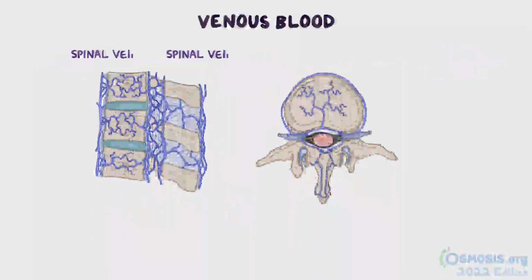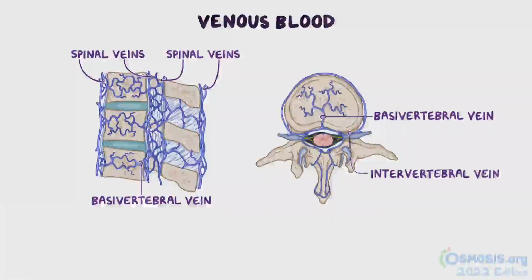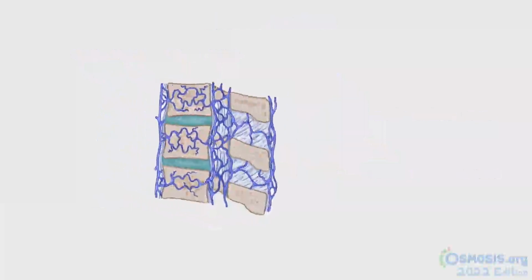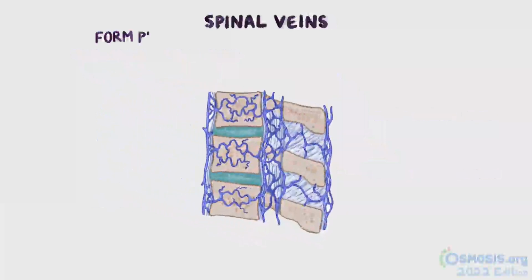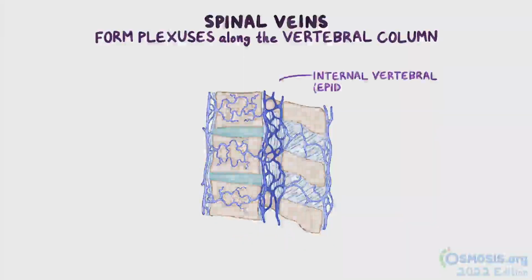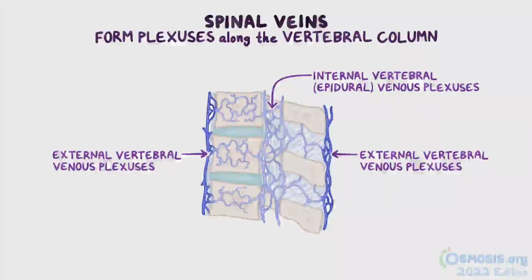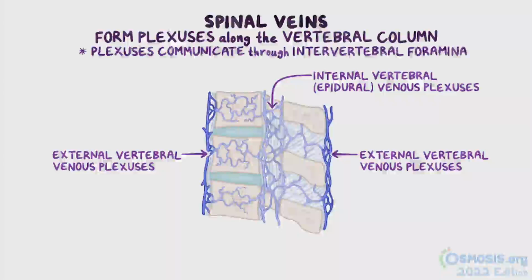Venous blood drains from the vertebral column through spinal, basivertebral, and intervertebral veins. Let's start with the spinal veins, which form plexuses along the vertebral column. These plexuses include the internal vertebral or epidural venous plexuses, which lie inside the vertebral canal, or the external vertebral venous plexuses outside the vertebral canal. These plexuses communicate through the intervertebral foramina.